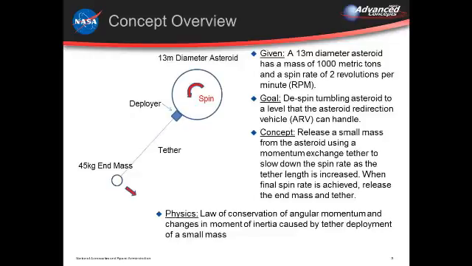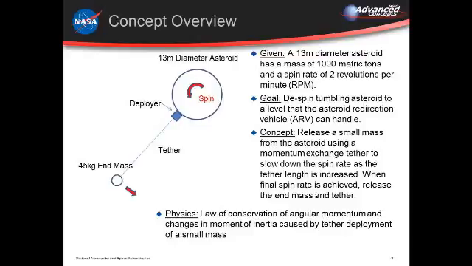Okay, so I haven't been fully involved with the asteroid retrieval mission. When we heard that this RFI was out, we just did a quick look to see, is there a possibility that could help take the spin out of the asteroid? We used 13-meter diameter, 1,000 metric tons, maximum 2 revolutions per minute, and just to see what kind of tether length and size of end mass is needed.